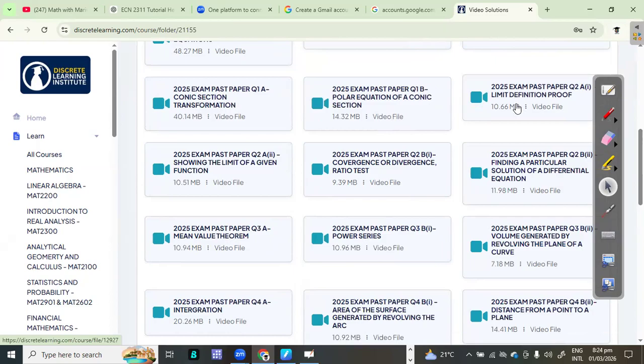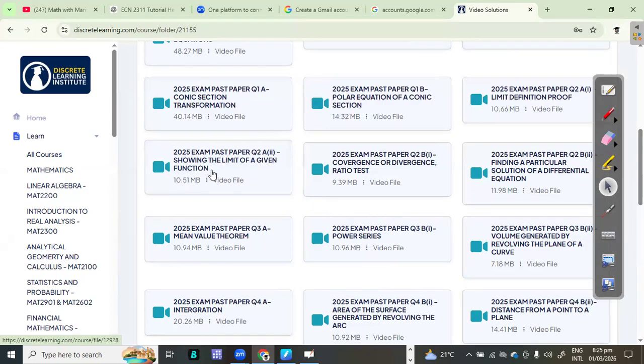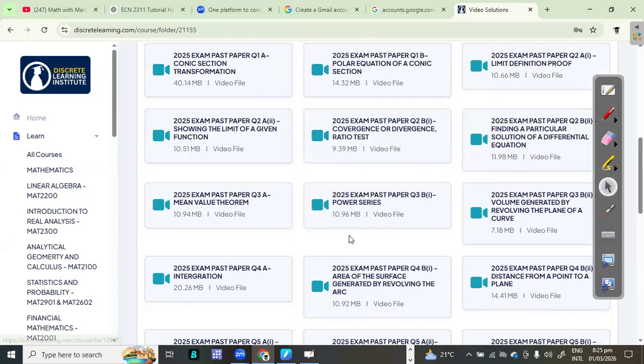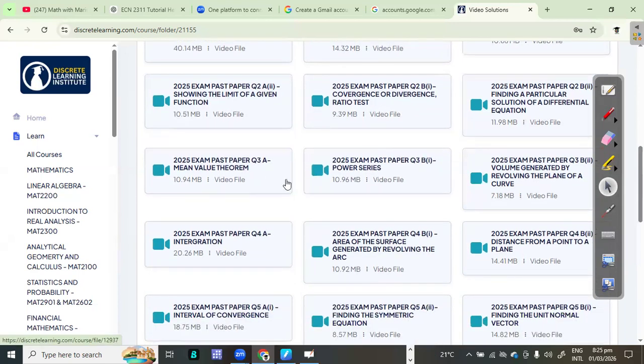You're looking at limit definition proofs. Here you have the limit definition proof, and you can't access these on the YouTube channel, but you can find them on the website: the limit definition, showing the limit of a given function. All these here, you find convergence, the ratio test. You can find them all on these topics that you're looking at now, the mean value theorem.